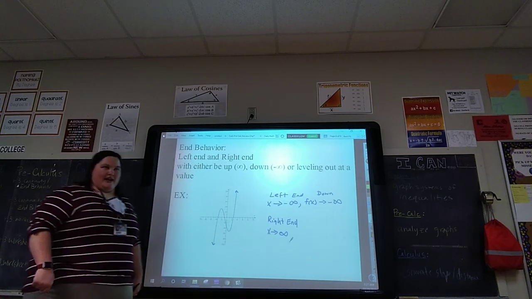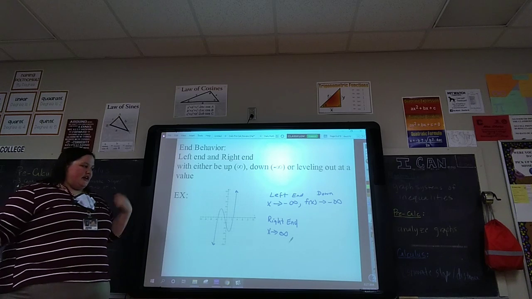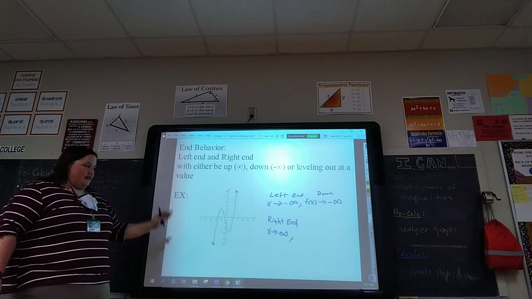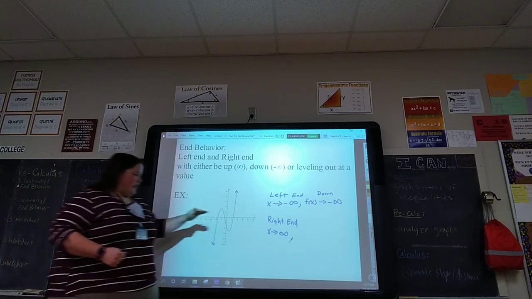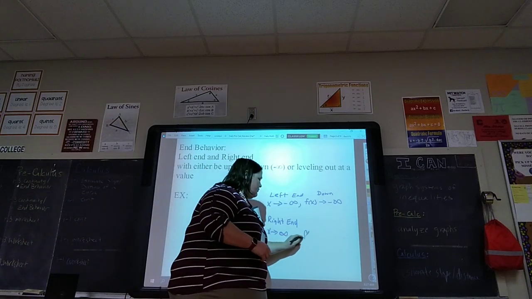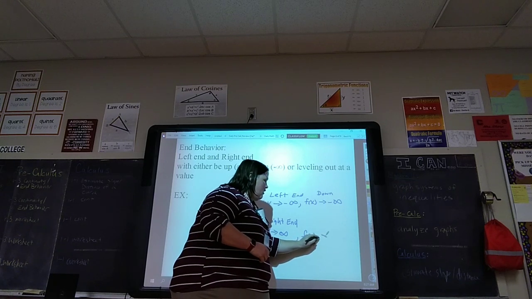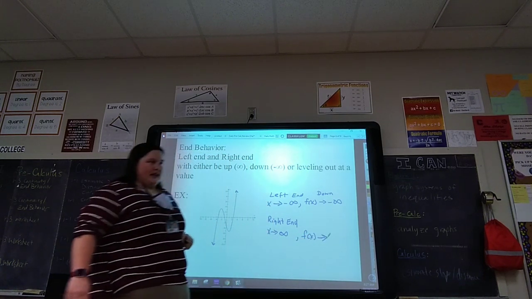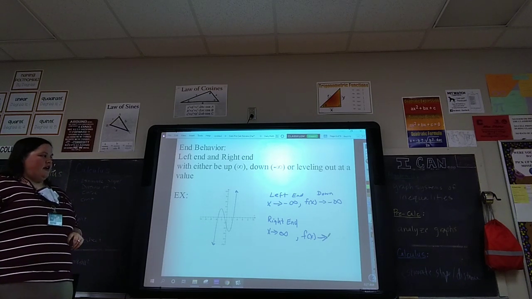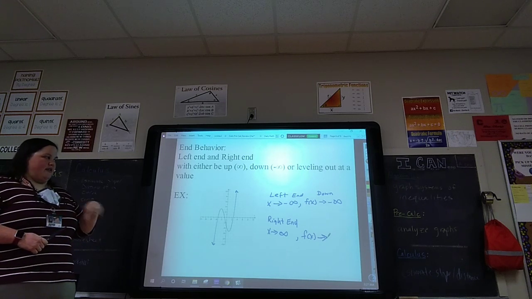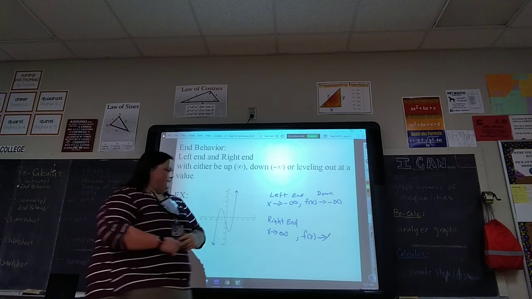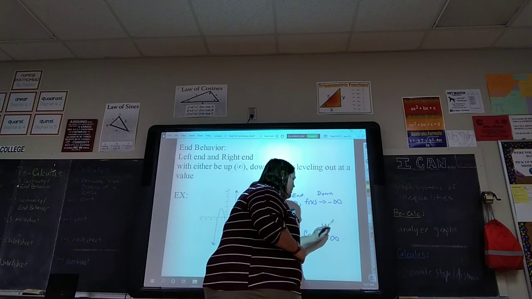Okay, now we're also going to do the right end because each graph has two ends, a left end and a right end. Left end, x is approaching negative infinity. Right end, x is just approaching infinity because we're going off to the right. We're saying what the graph is doing, so we're saying what the function is doing. That's why it's f of x. If we look at the right end, is it going up, down, or leveling out? Up. If it's going up, we're going to say it's positive infinity.